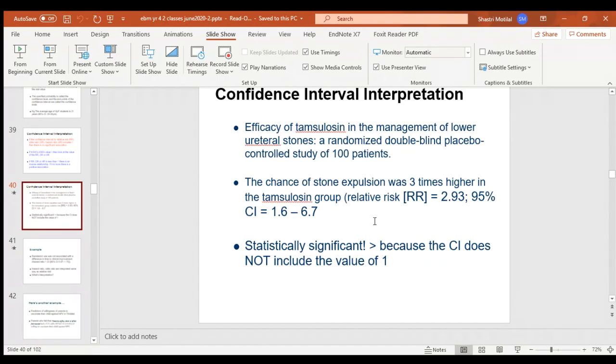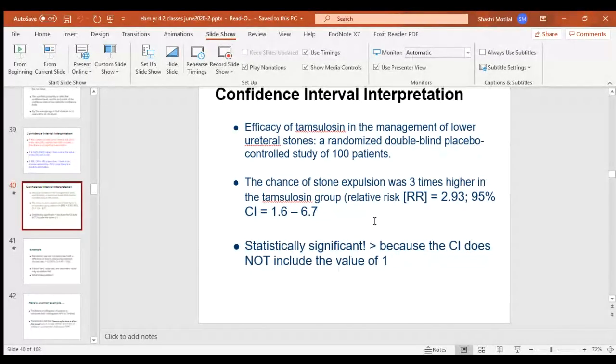This, of course, we know because a randomized controlled trial was done years ago, which proved that it was efficacious. And this is actually the result of one of those trials. So if you look at this, people in the tamsulosin group had a relative risk of 2.93, but it's a relative risk of what? It's not a relative risk of death. It's not a relative risk of getting sick. It's a relative risk of what was the outcome? Stone expulsion. So in this case, the relative risk of stone expulsion was almost 3, 2.93.